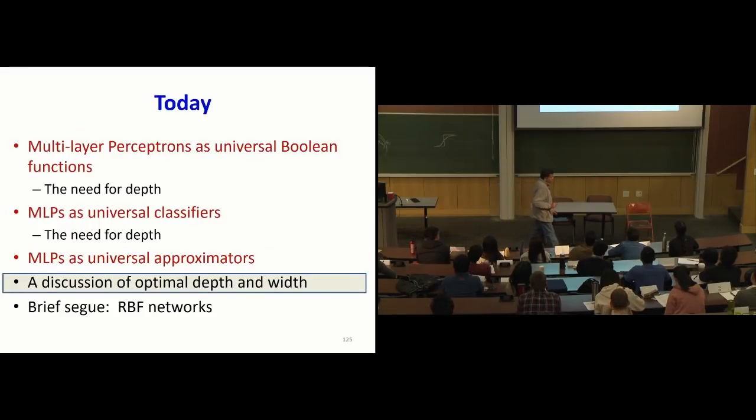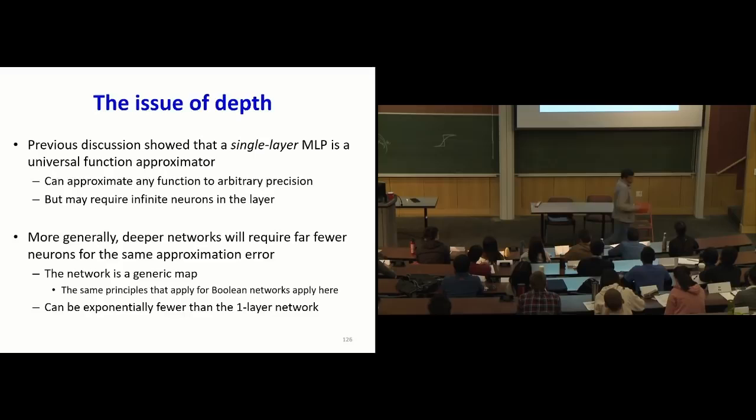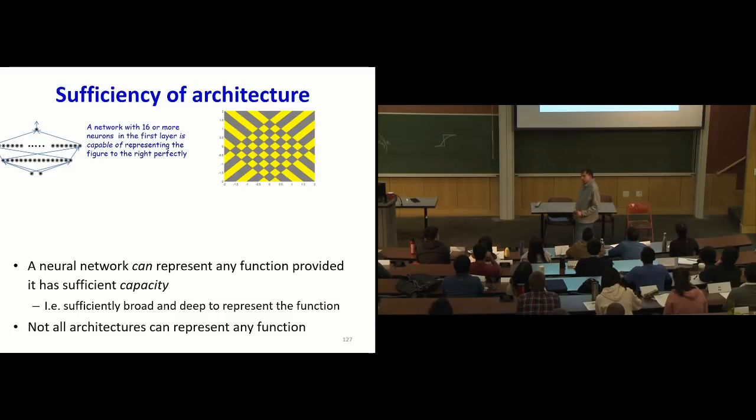Now, let's look at some trade-offs of optimal depth versus width in these cases. In the previous discussions, we saw that a single layer MLP is a universal function approximator. More generally, deeper networks will require far fewer neurons for the same approximation error, and can be exponentially fewer, right? But what are the limitations? To see the limitations, let's go back and look at this very simple checkerboard, right? I'm still considering threshold activations at this point.